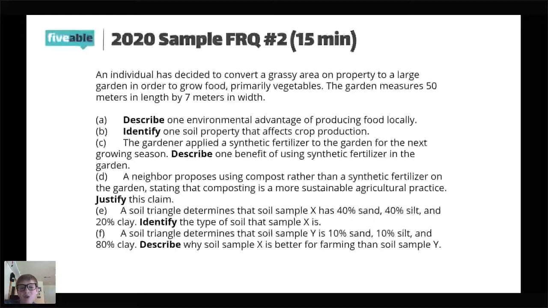Part B says, identify one soil property that affects crop production. So Satvika says nitrogen content. Okay. Nitrogen content of what? Harper says nutrient availability. Okay. What nutrient availability? Tanya says pH level. The pH of what? Satvika says the soil, so nitrogen content of the soil. You could say that nitrogen is a nutrient that plants need. Boom. Satvika got the point.